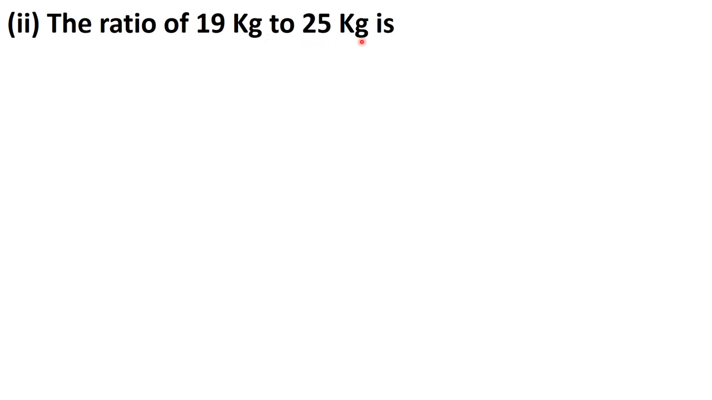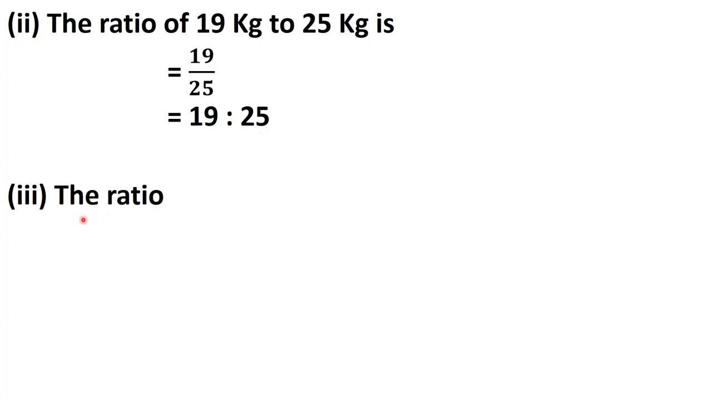See the second example. The ratio of 19 kg to 25 kg is. Now we have to find out the ratio between 19 kg and 25 kg. So it is A upon B, that is 19 upon 25. Now we will convert it in the form of ratio. So it is 19 ratio 25, or you can read it as 19 is to 25.